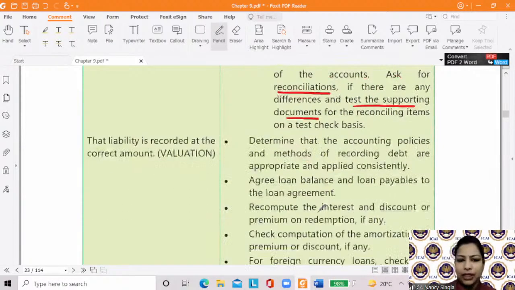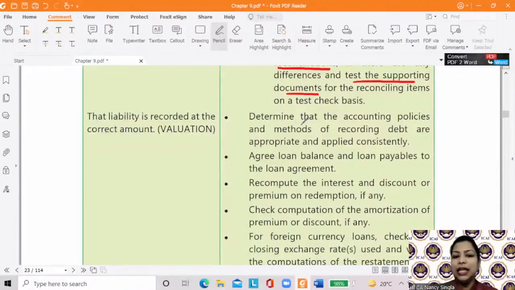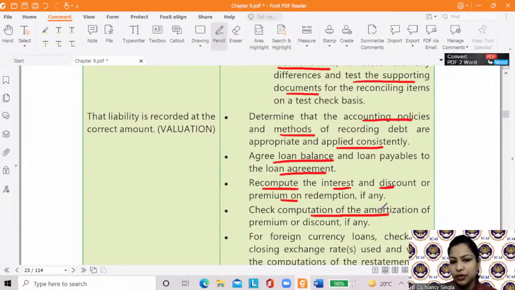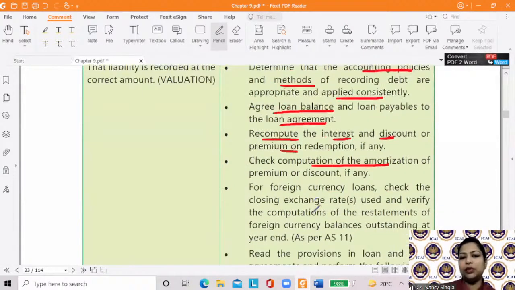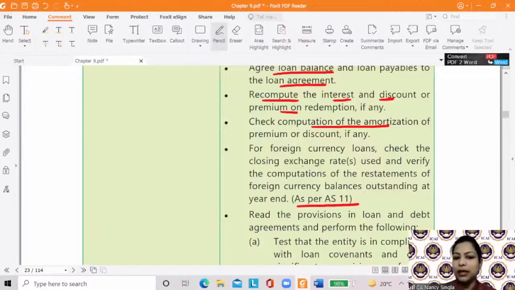Simple. Okay, for valuation we have seen that you determine whether accounting policies and methods have been consistently applied or not. Loan balance and loan agreement should be in Tally. Recompute interest, discount, premium, and computation of amortization, check these. And in case of a foreign currency loan, check according to AS 11, okay? Then read the provisions in the loan agreement, and this, okay.